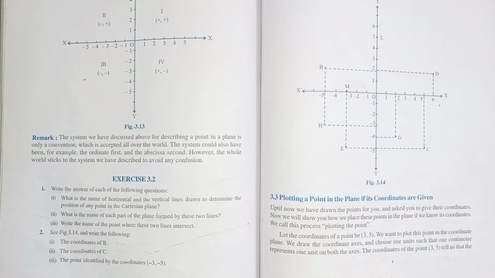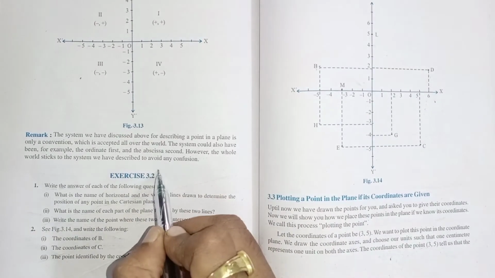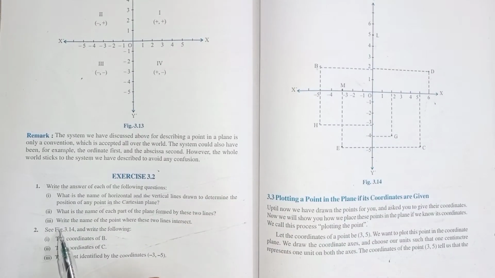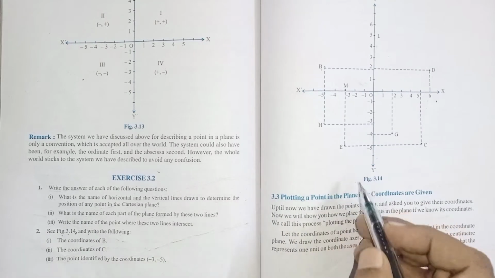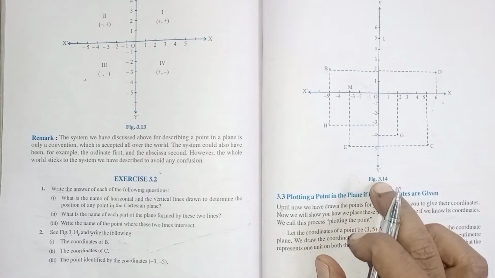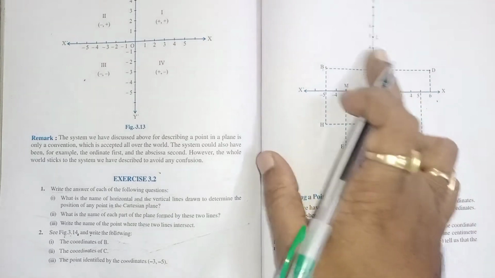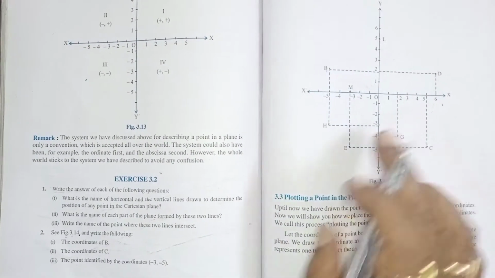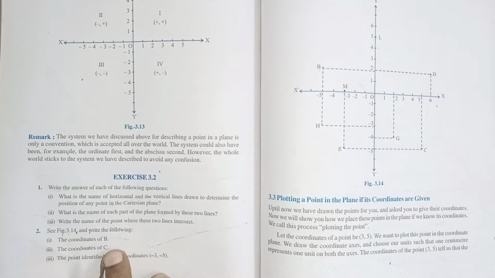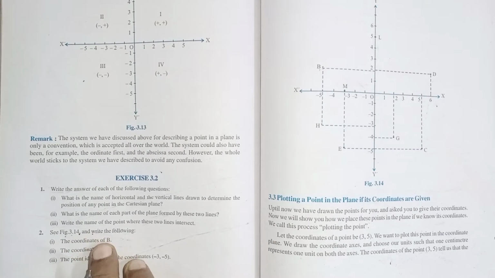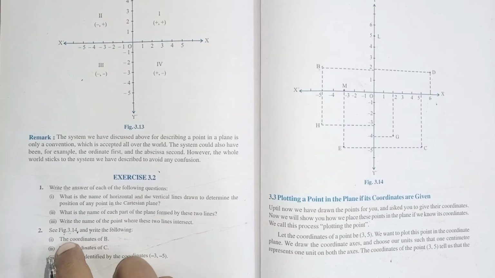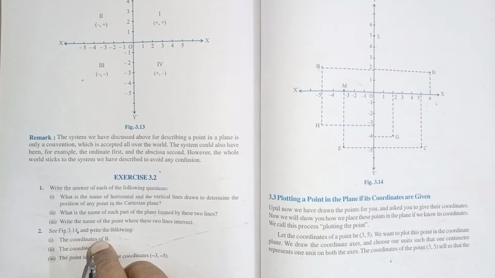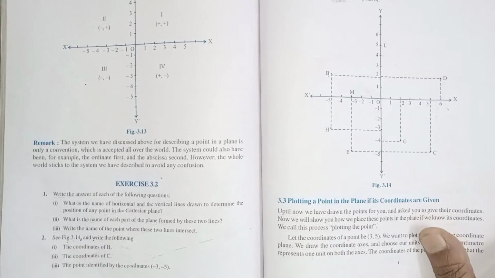Today we are going to see exercise 3.2 question number 2. See figure 3.14 and write the following. See student, this is figure number 3.14. With the help of this given figure, some questions have been asked. We have to give the answer with the help of the given figure. See, first question, the coordinates of B. The coordinates of B. First of all, I will explain to you.